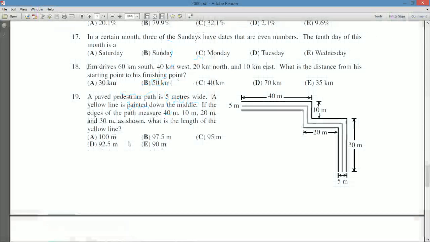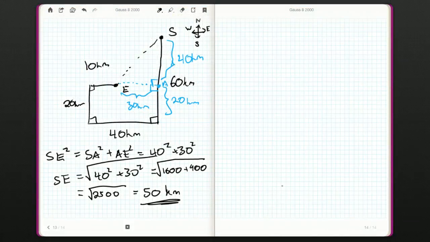And I think I saw 50 kilometers as one of the solutions. There it is, it's B. So B, 50 kilometers.